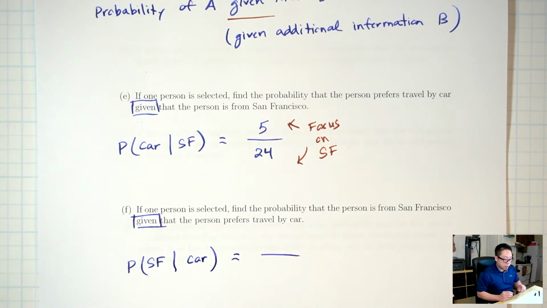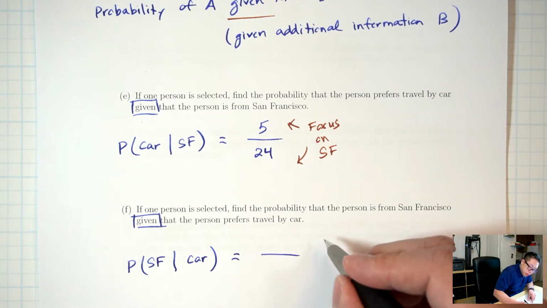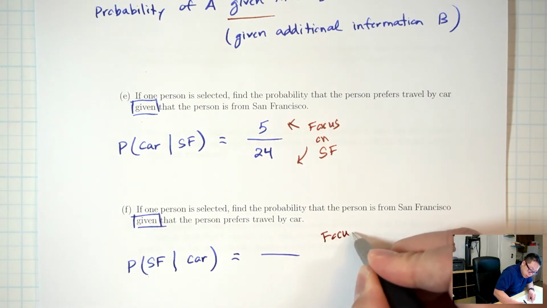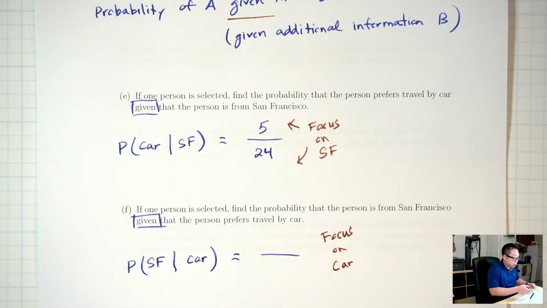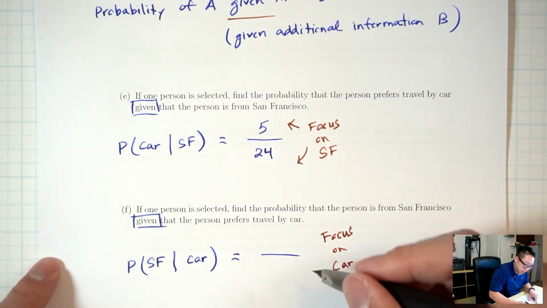Okay, once again, the given part is telling you what you should focus on, and that's the second part. Right? The second part here is car. That's telling me I should focus just on the car numbers and ignore everything else in the table for the top and the bottom.